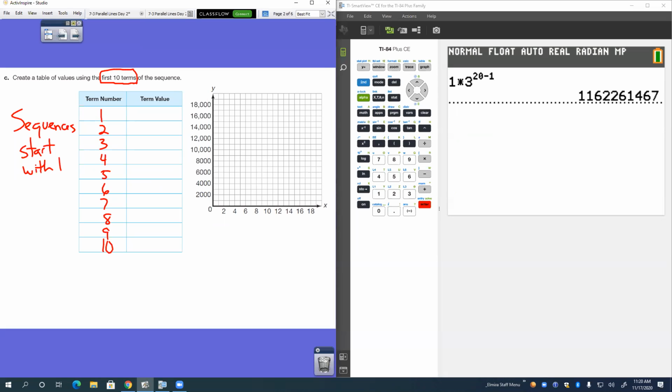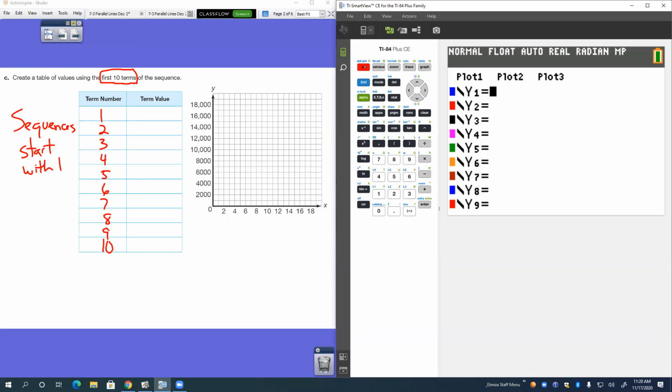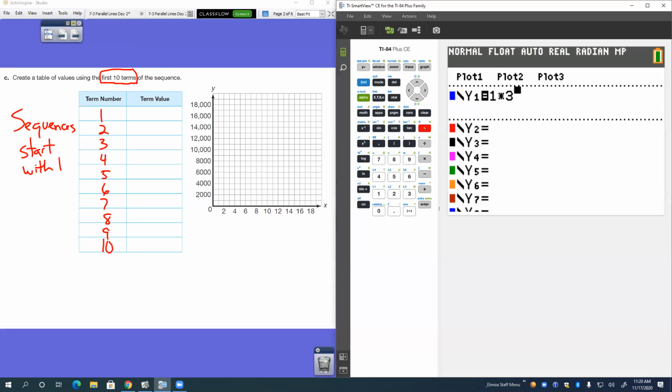So to get these values, what we're going to do is we need to type them into our y equals. So if we go to y equals, we're going to type in our explicit formula. So we're going to type in 1 times 3, caret button, x minus 1. Remember, we can't use an n, we have to use the x. So you're going to type that explicit formula into your y equals. We're not going to hit graph. What we're going to do is use the table feature.